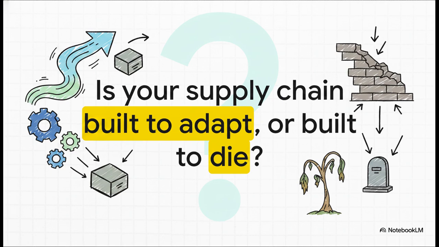Which leads me to a final, pretty provocative thought. We learned earlier about the product lifecycle, how the order winners of today, like a super unique design, will eventually become the basic order qualifiers of tomorrow once your competitors copy you. Market demands are constantly shifting, so I leave you with this question to ponder. If characteristics that win orders today won't win them tomorrow, is your supply chain built to adapt or built to die? It's a fascinating challenge to wrestle with.